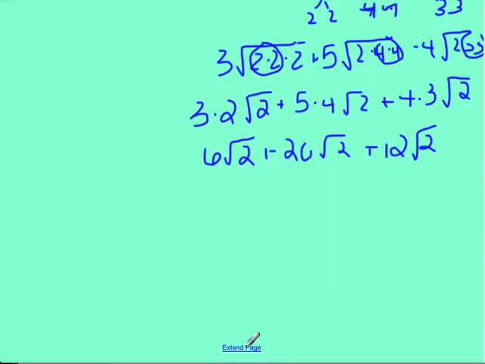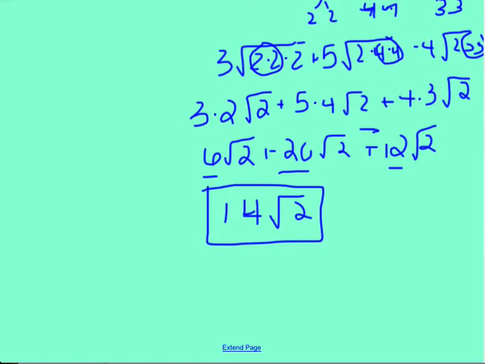So then you can go ahead and add all these together. 6 plus 20 plus 12. Oh, and this should be minus 12. That's my issue. So you combine all of those. You get 26 minus 12, which is 14, sorry. And then square root of 2.